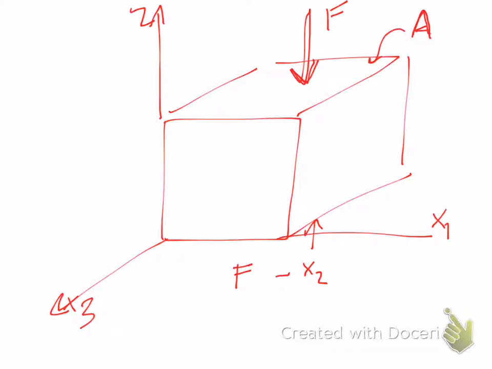So we have a force that's in the X2 direction. How would we describe this area in terms of its direction? What's the normal to our area A? Positive x2. Yeah, so it's in the X2 direction too. So what I just drew here is some force F that's in the X2 direction and being applied to an X2 face.